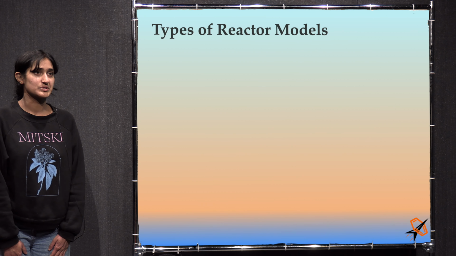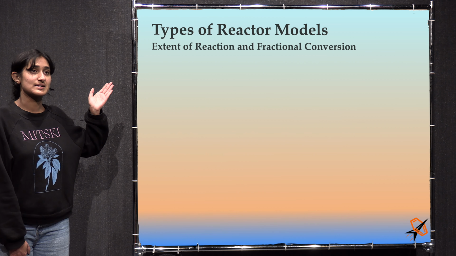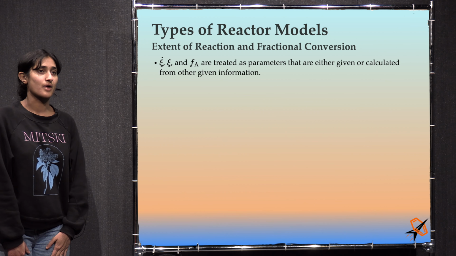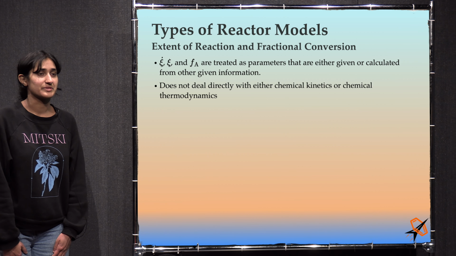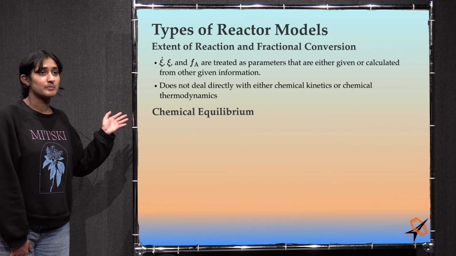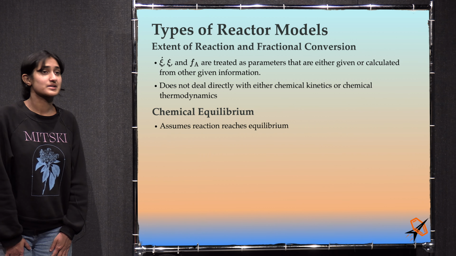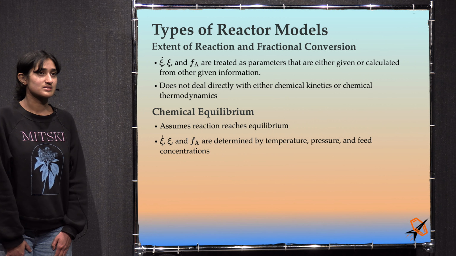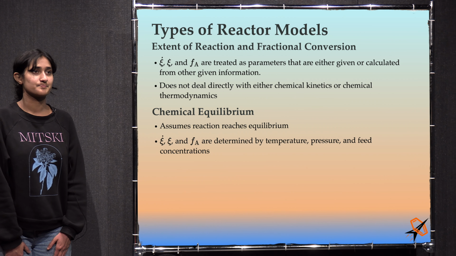The three reactor models we use to determine the fractional conversion and extent of reaction are: 1. Fractional conversion and extent of reaction models. Treat them as parameters given to you or specified by the problem. These models do not deal directly with either chemical thermodynamics or chemical kinetics. 2. Chemical equilibrium models. Assume the reaction goes to chemical equilibrium and calculate the equilibrium values, given the system temperature, pressure, and composition.